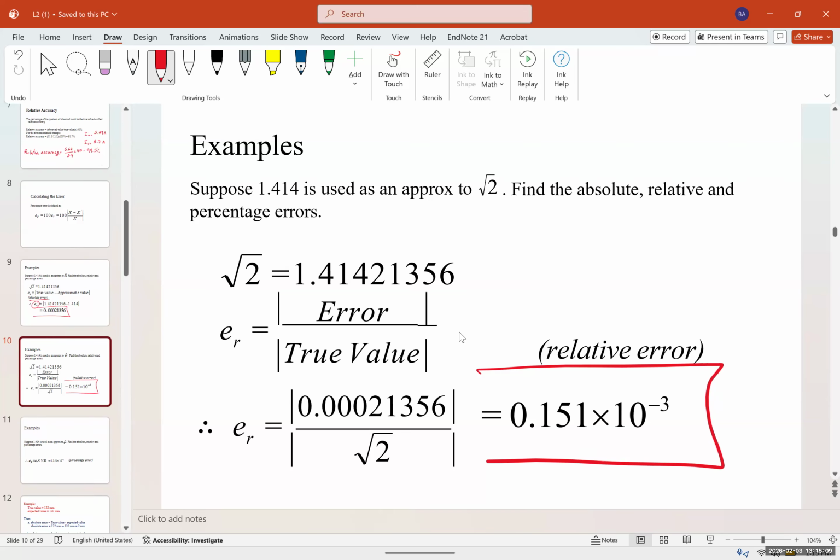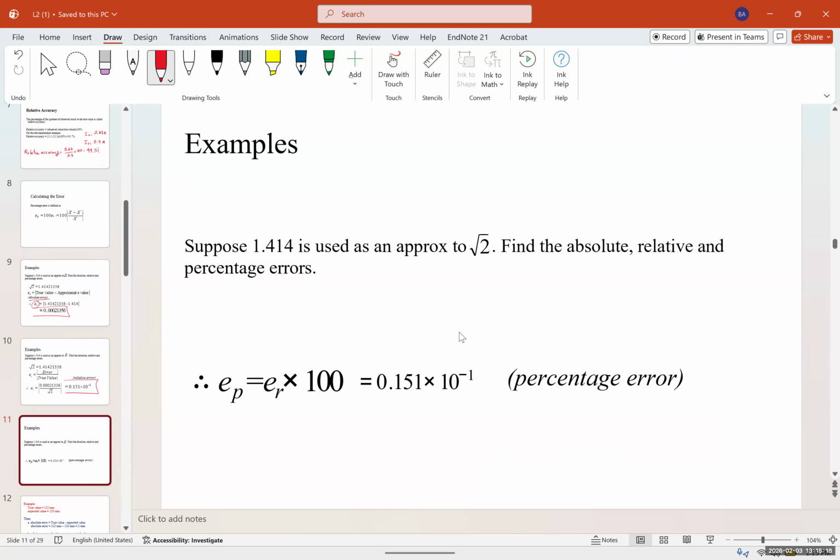And if we want to find the percentage error, we simply multiply this by 100 to find the percentage. So multiplying that by 100 gives us a percentage error of 0.151 times 10 to the power of -1. In other words, it's 0.01%, which is very low.